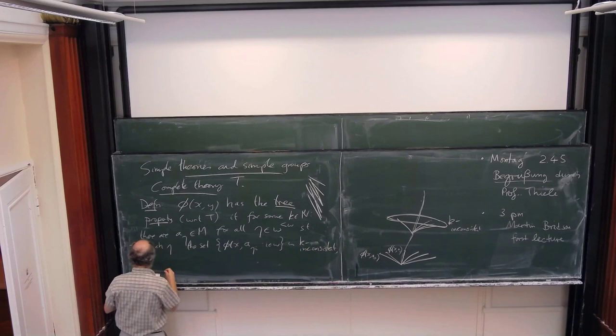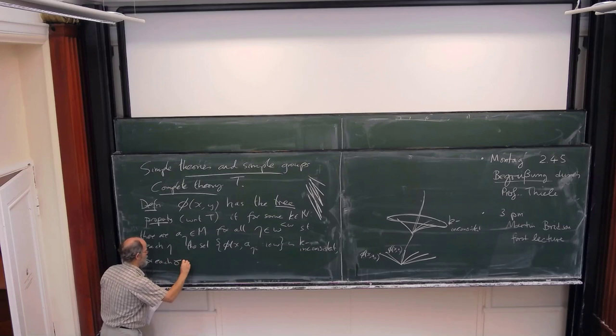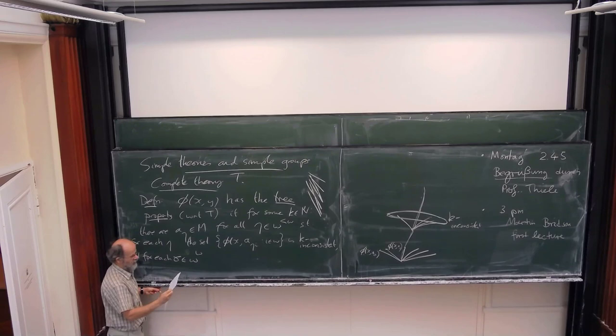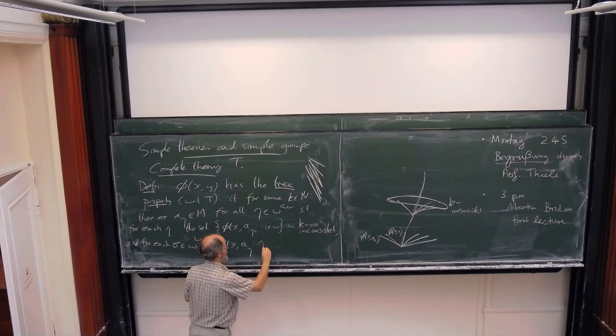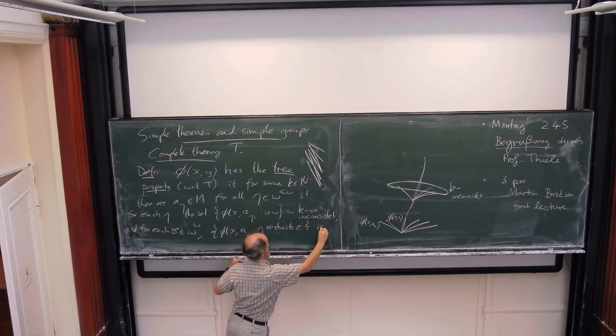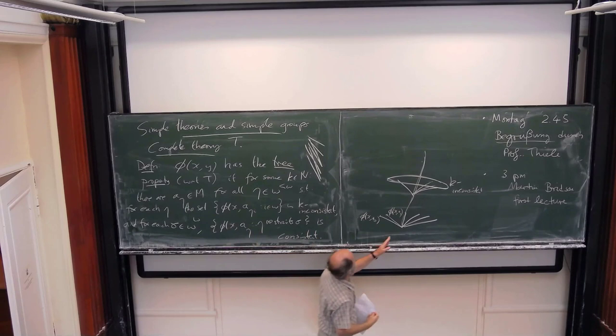And for each sigma, that's now an infinite sequence of natural numbers, the collection of its restrictions is consistent. So the collection of all formulas phi(x, a_eta), where eta restricts sigma, is consistent. That's saying that if you go up a branch, it's consistent.